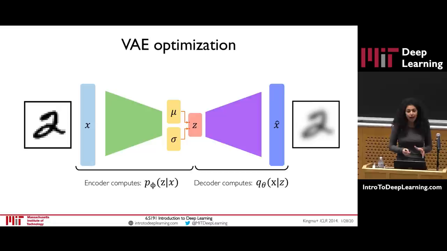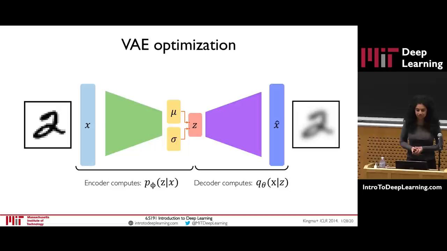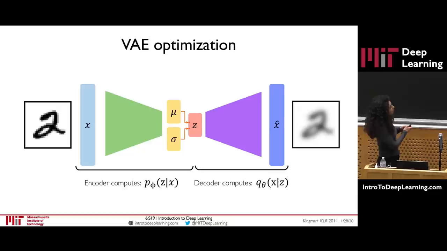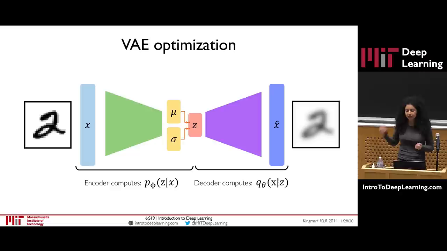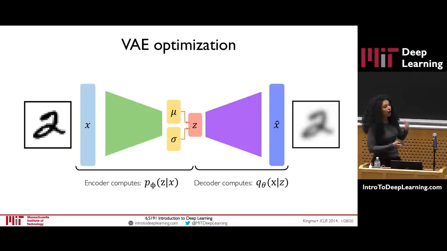So now what this means is instead of deterministic functions that describe the encoder and decoder, both of these components of the network are probabilistic in nature. And what the encoder actually does is it computes this probability distribution p of phi of the latent space z given an input x, while the decoder is doing sort of the reverse inference. It's computing a new probability distribution, q of theta, of x given the latent variables z.